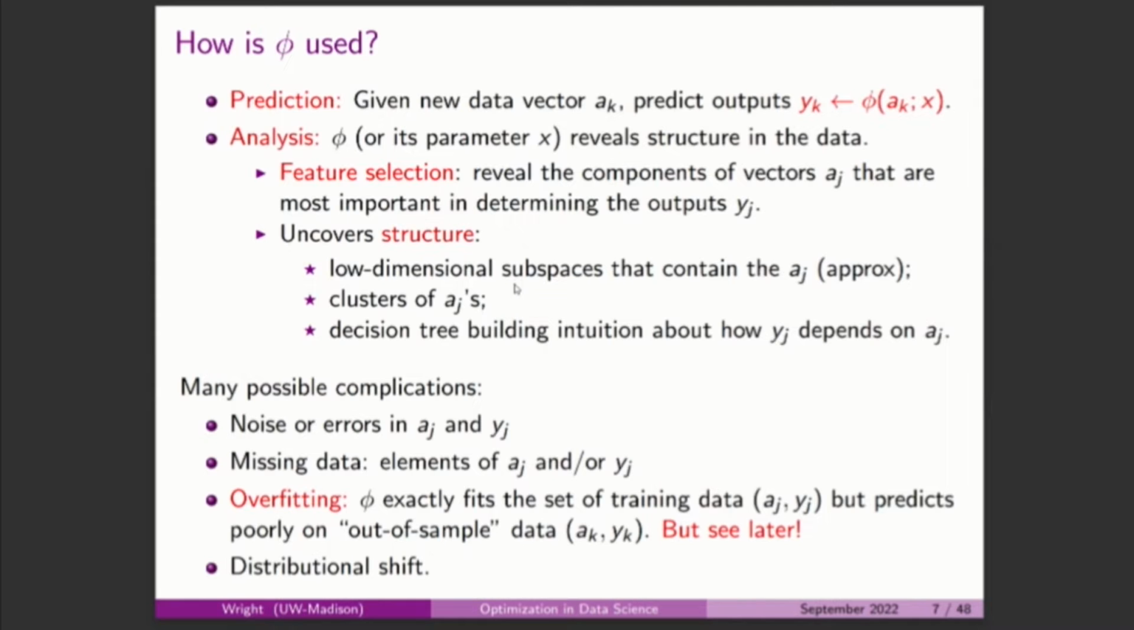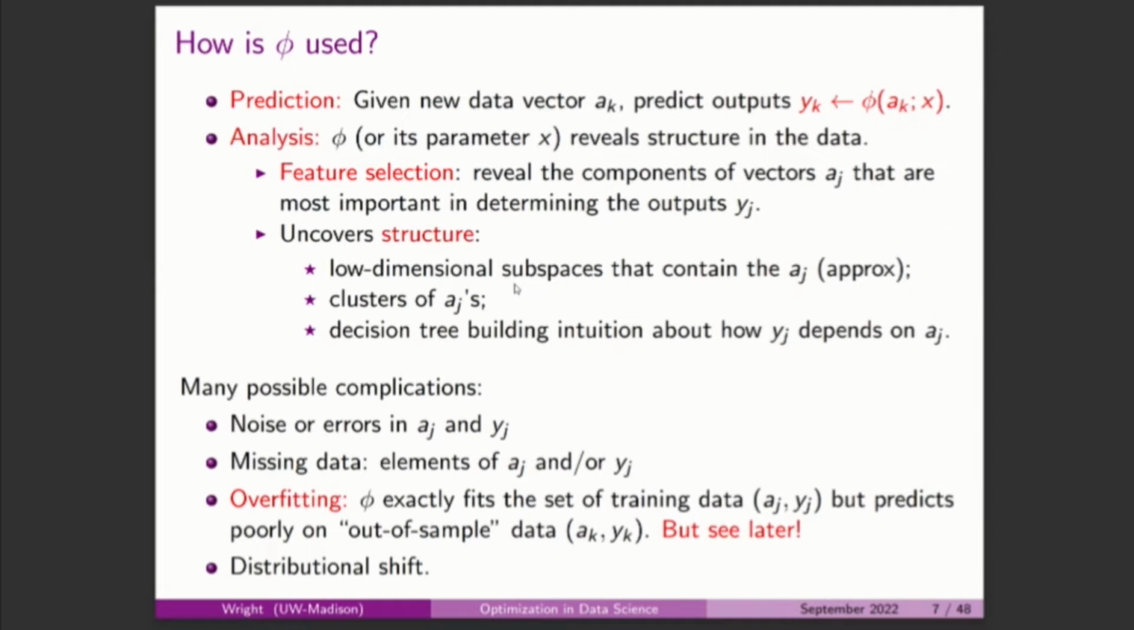So how do we use the phi? Once we've learnt the phi on a collection of training data, we can use it to make predictions. So I come along with a new data vector AK. I'll just plug that into phi, look at the output yk, and use that as the prediction of the label or the real number or whatever it is.